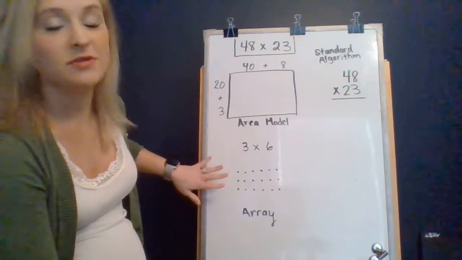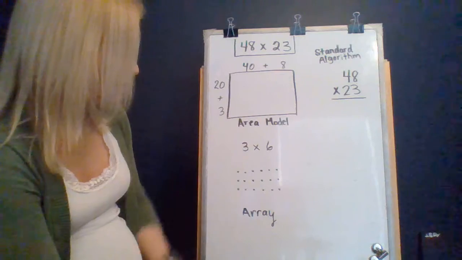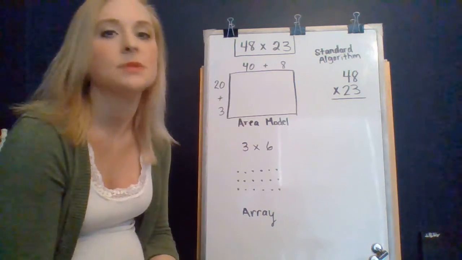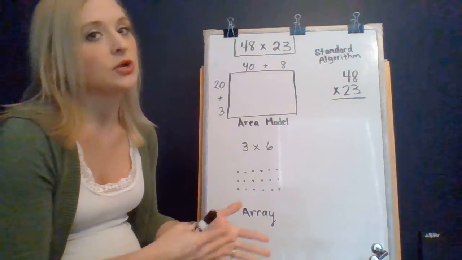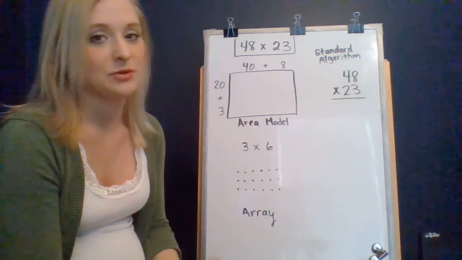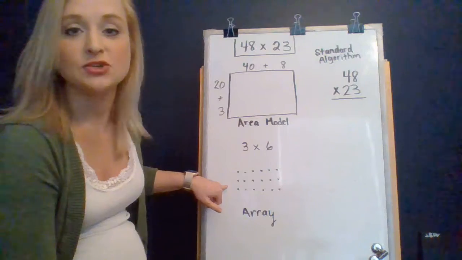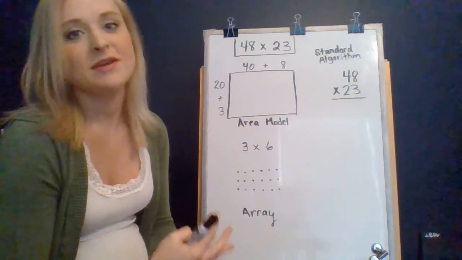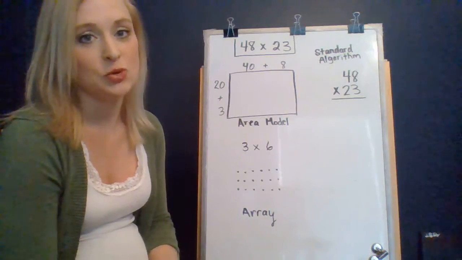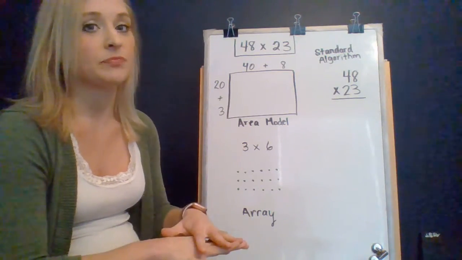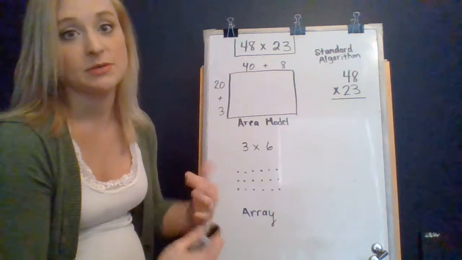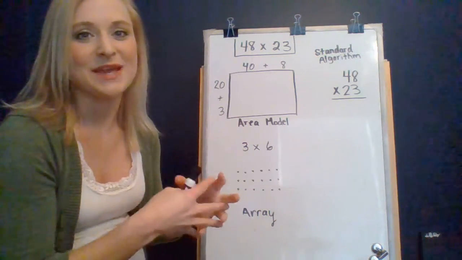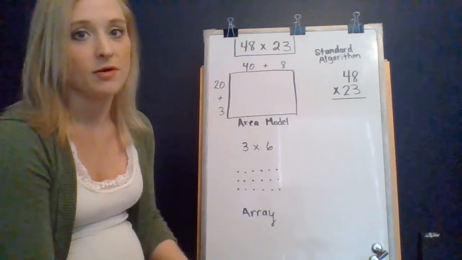But anyway, with the array for 3 times 6, you see that all the rows have an equal amount, and that's what multiplication is. When you have a certain number of equal groups is what I tell my students. So I have 3 groups, and in each group there are 6 dots. One of the cool things about multiplication is that you can actually break the factors, 3 and 6, apart to make it easier to chunk and put together and see how much there is in all.